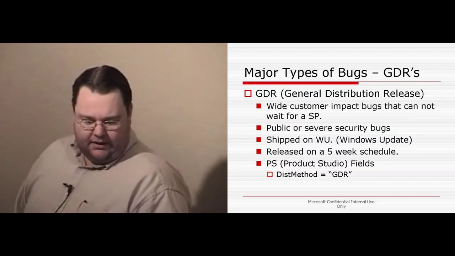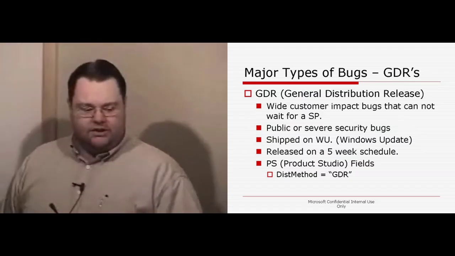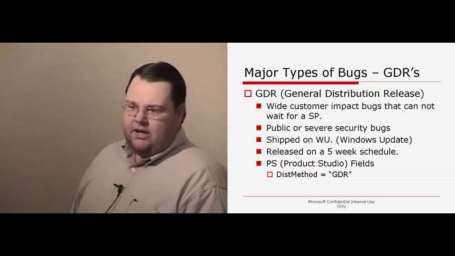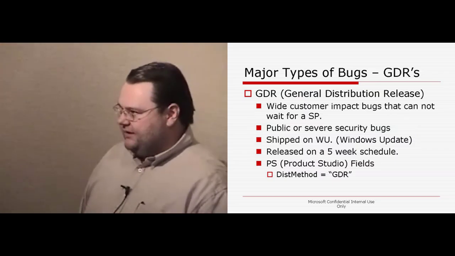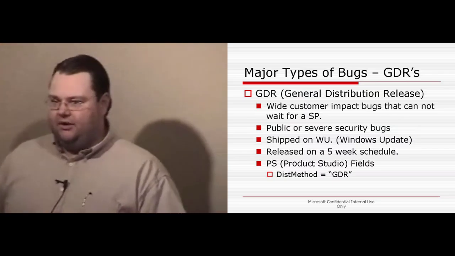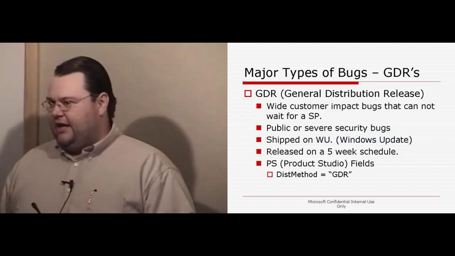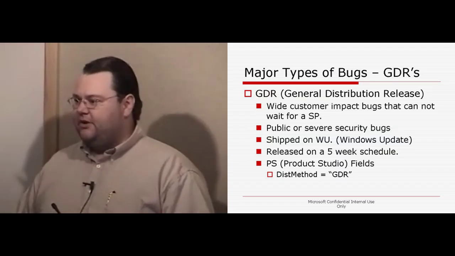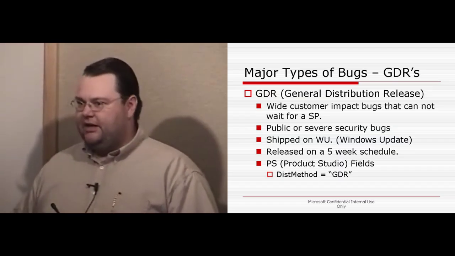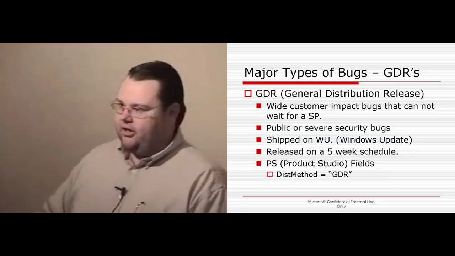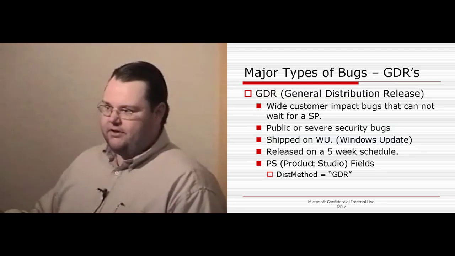The second type of bug is a GDR, or a general distribution release. So these are bugs, or fixes, that go up on Windows Update. They get downloaded, and they're broken down into categories. There are security bugs or MSRC bugs, there are critical bugs, non-critical bugs, driver updates, all of those types of bugs on Windows Update.